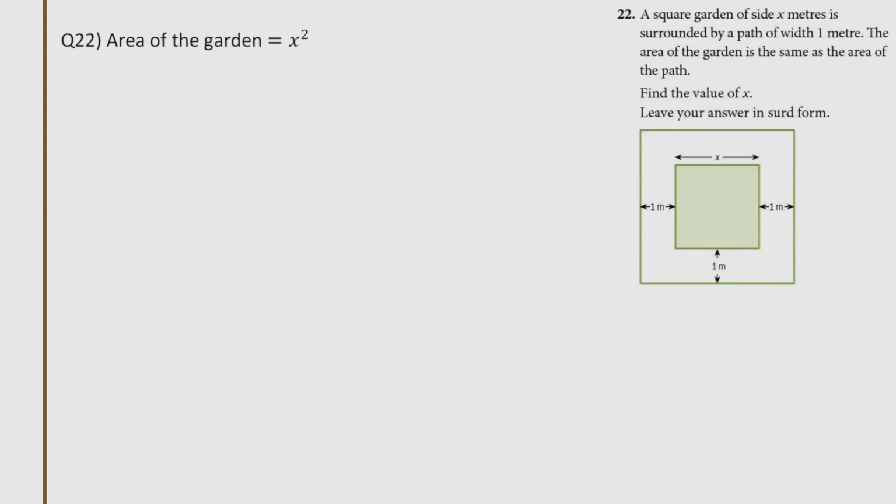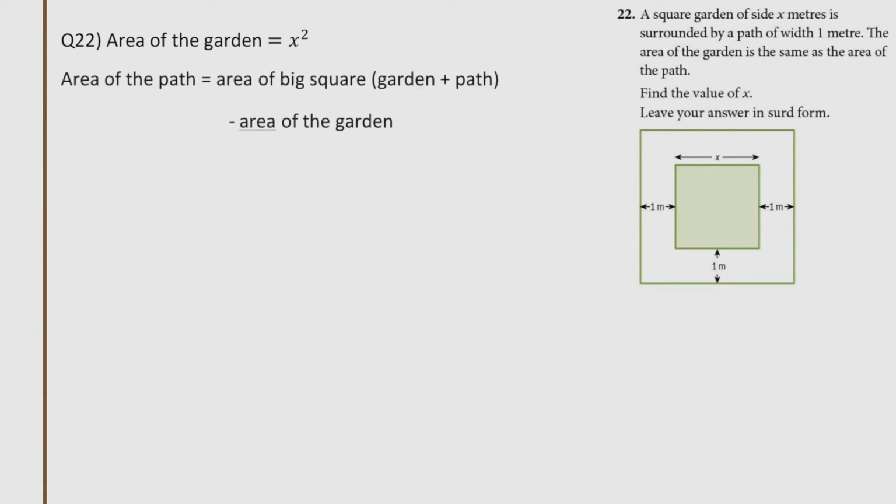Now what about the area of the path? The area of the path will be the area of the big square minus the area of the garden. So that will be x plus 1 multiplied by x plus 1, plus 1, which is x plus 2 squared, and then minus the area of the garden, which is x squared. The area of the garden is equal to the area of the path, so we equate them together. Now we can simplify to become 2x squared equal to x plus 2 squared. You can see that there's a difference in squares once again.